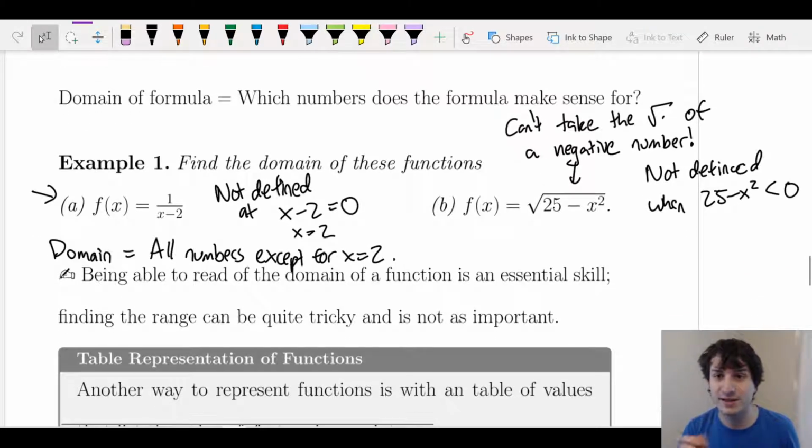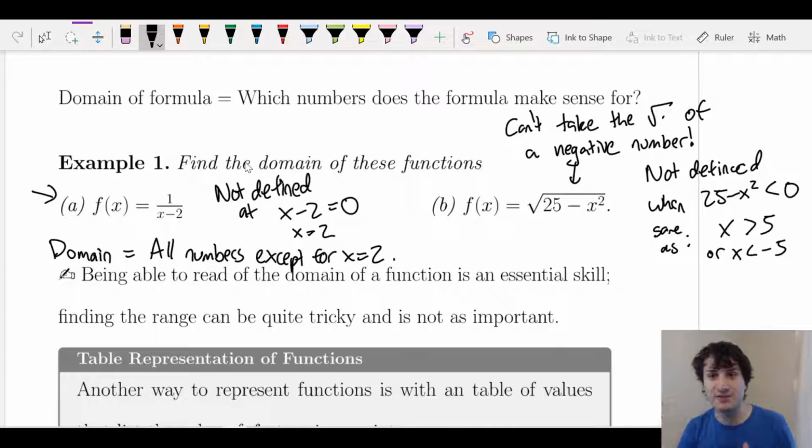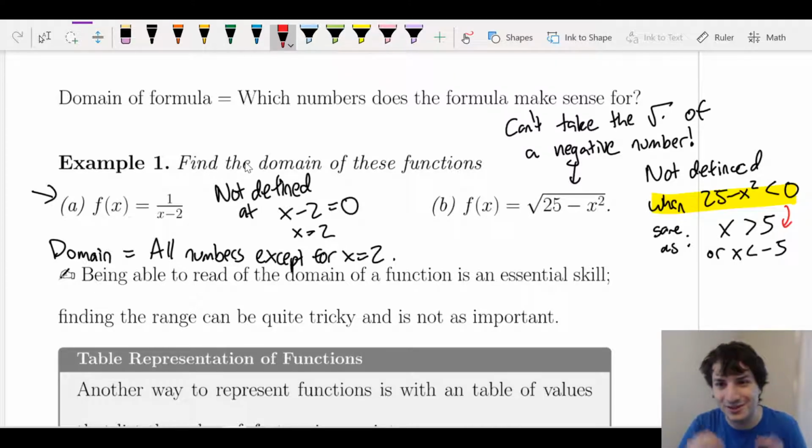And 25 minus x squared being negative is the same as x being bigger than 5, or x is less than minus 5. See math. So it's not defined if x is bigger than 5, or if x is less than minus 5. Part of the course is later on in the course, we're going to learn how to do this more formally, how to go from here to here. But for now, it's okay. You can just think about it however you want, or you can just take my word for it.